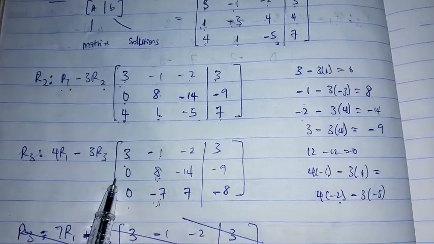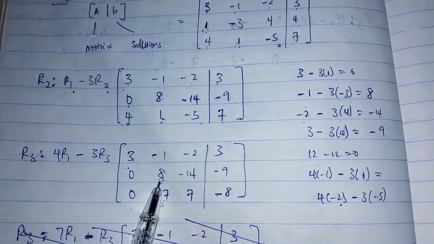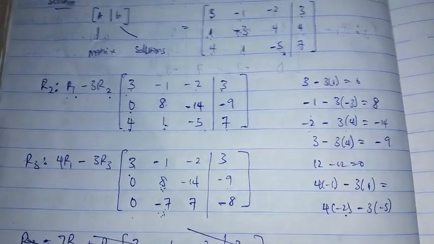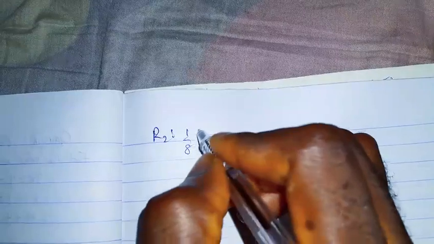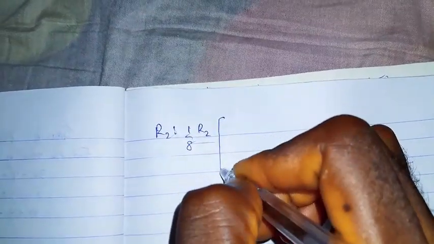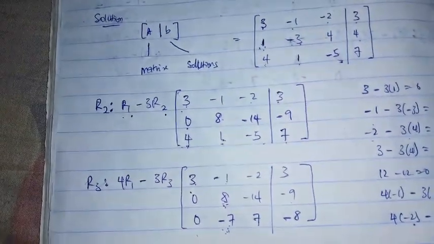is by saying what? Divide row 2 by what? By 8 to change it on to 1. As simple as that. So it means row 2 is the same thing as 1 over 8 row 2, to change it to 1. So row 1 remains the same, row 3 remains the same. Let me write those ones down first.